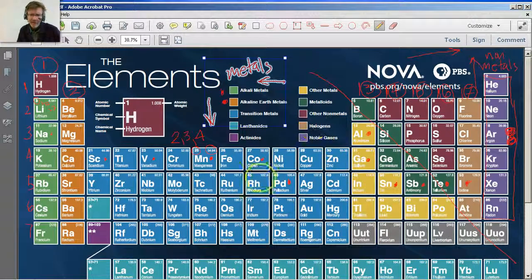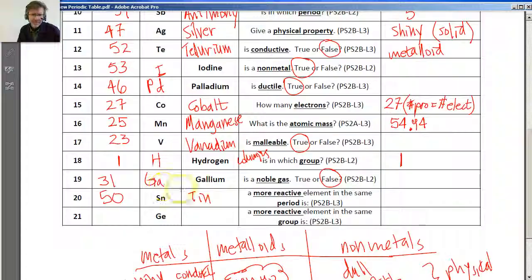So to the right and down are more reactive than tin, but we're staying in the same period, so in the same row. So you could pick anything: indium, cadmium, silver, palladium, rhodium, ruthenium, strontium, rubidium. Let's pick the one that's most reactive, rubidium, in that same period. Nothing beats rubidium when it comes to more reactive than tin.